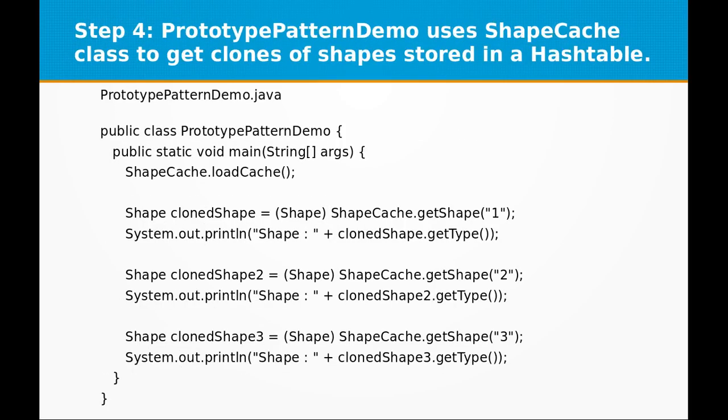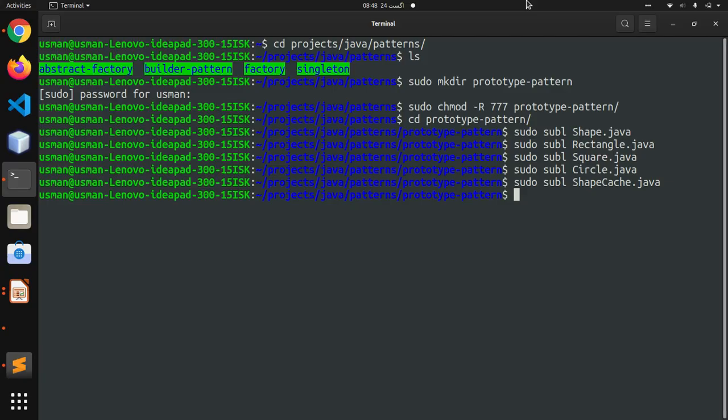Now let's go to the Prototype Pattern Demo, which is step 4, which uses the ShapeCache class to get clones of shapes stored in the hash table. So let's create that. PrototypePatternDemo.java.